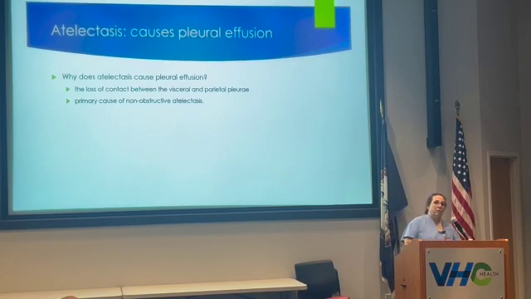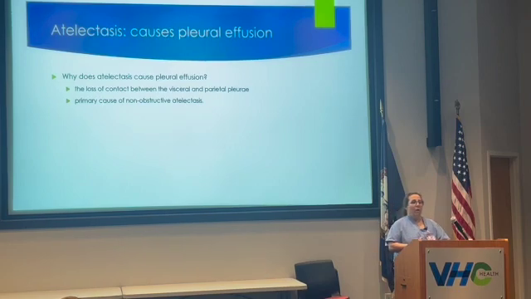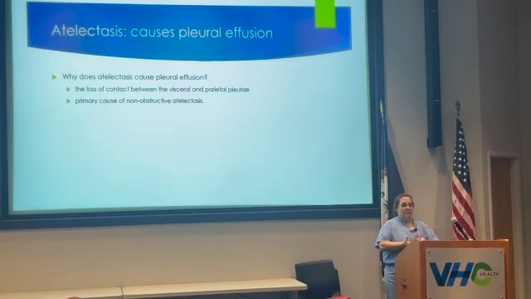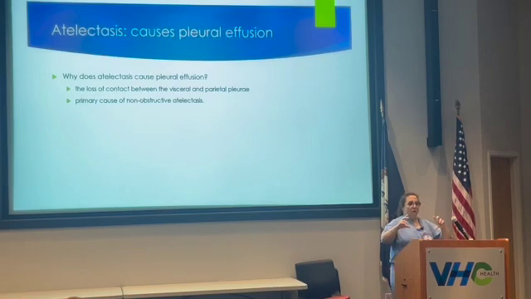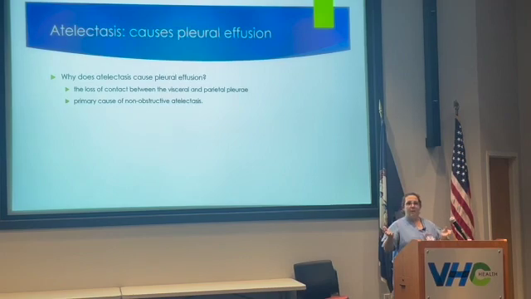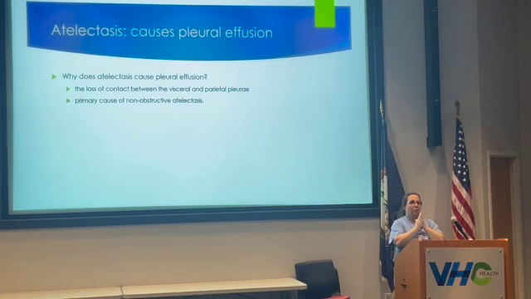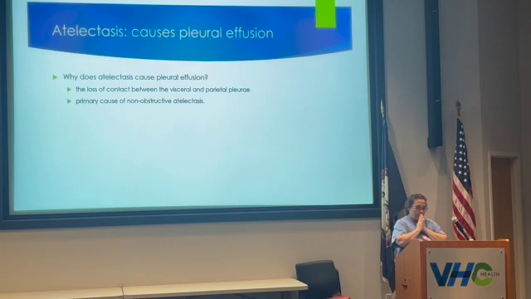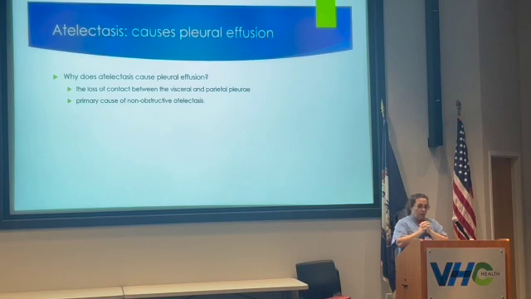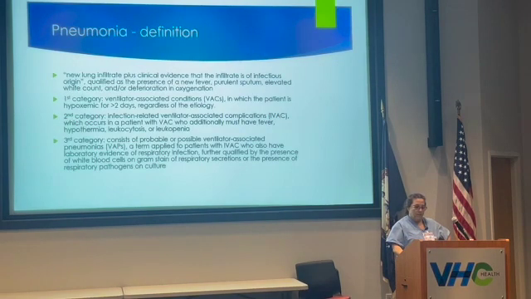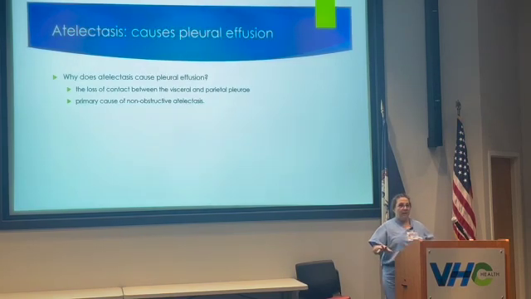So, we'll talk a little bit about pleural effusions. That's fluid between the two layers of the pleura, the visceral pleura, which is on the lung, and the parietal pleura, which lines the inside of the chest wall. So there's a space in there, and fluid can accumulate. We've all seen patients with pleural effusions. A lot of the reason that pleural effusions don't happen all the time routinely is because there's contact between the visceral pleura and the parietal pleura. Atelectasis can mess that up, and it's the primary cause in patients with non-obstructive atelectasis. So that's atelectasis in a nutshell.